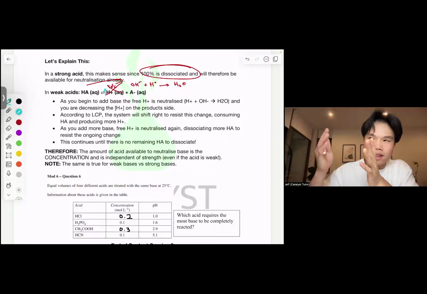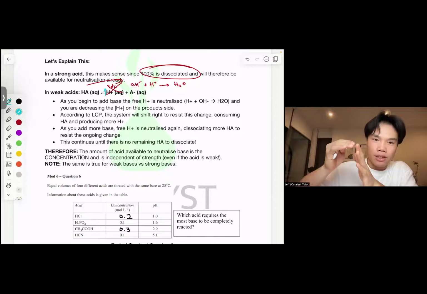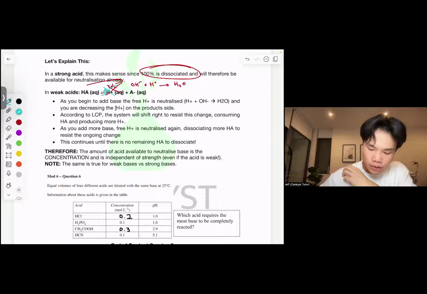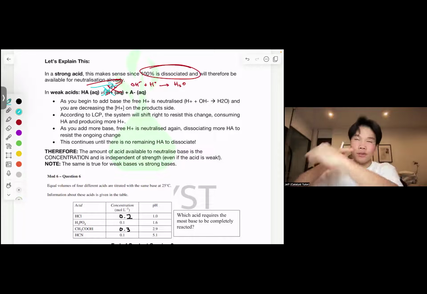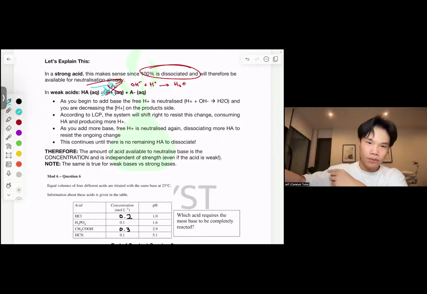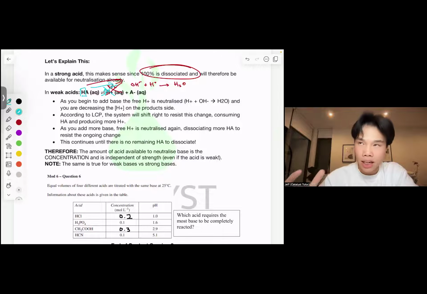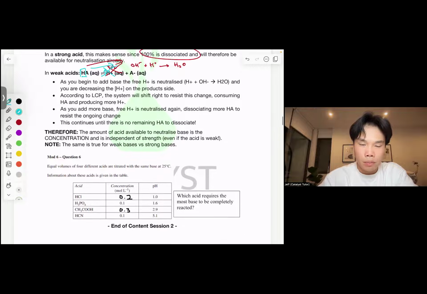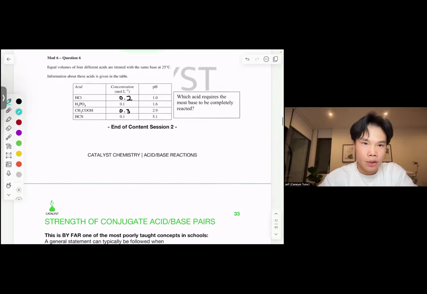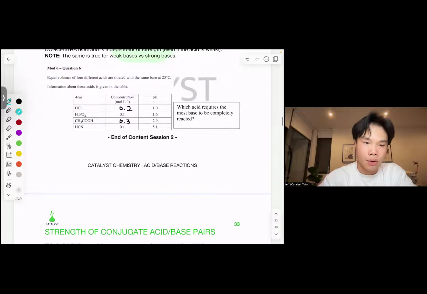If you still have more OH minus, that's going to be reacted off and it's going to shift right again. And then you're going to have this continual movement of acid into dissociation, and you'll be able to neutralize off as much as the amount of H you have present, regardless of whether it's weak or strong. Hopefully that makes sense. But important to note that the proticity of an acid determines how much base it can neutralize.